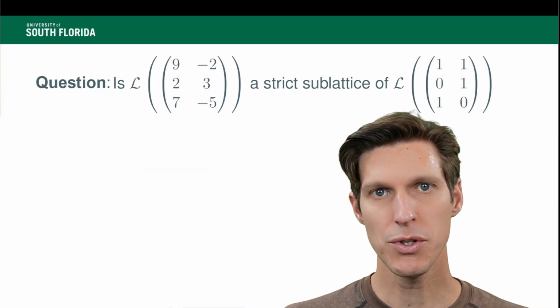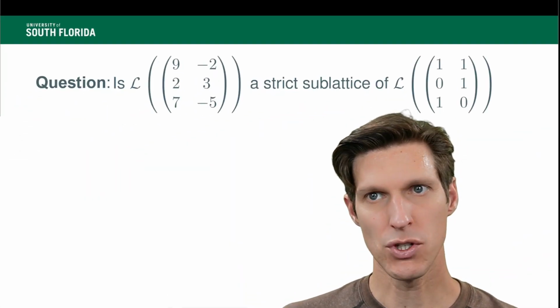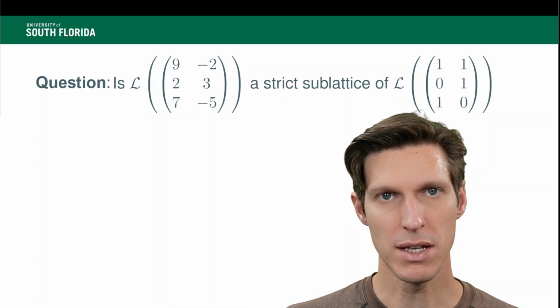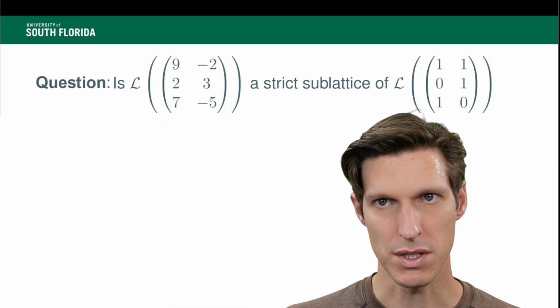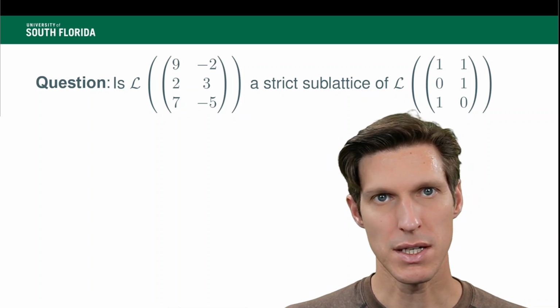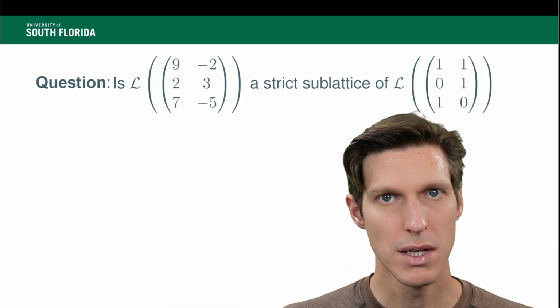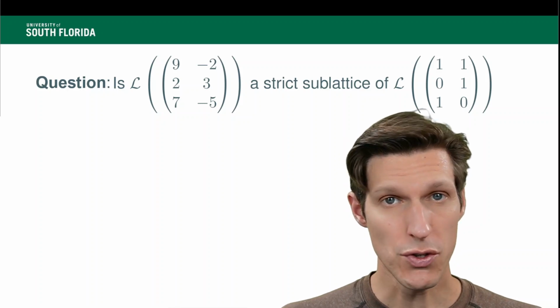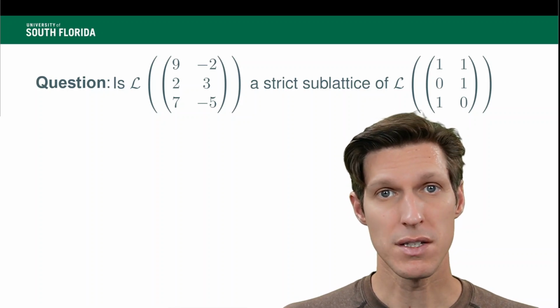Hi, in this video, you will learn how to decide if a lattice is a strict sublattice of another one. So assume you're given those two lattices, which are spanned by the columns of those matrices, okay? And so you're trying to decide if the one on the left is a strict sublattice of the one on the right. So the first thing, of course, is you have to decide if it is a sublattice at all.